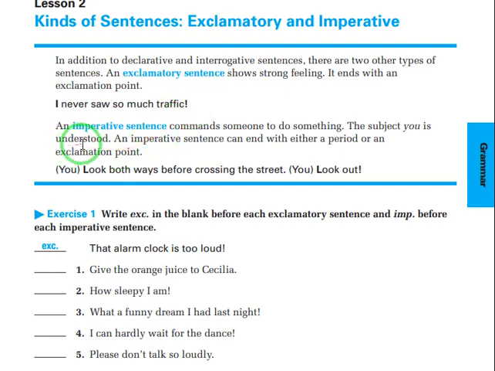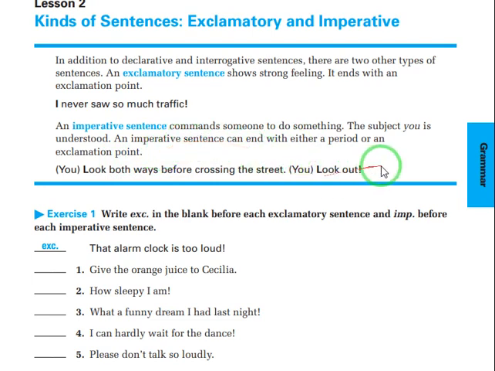The last kind of sentences is the imperative sentence. It gives commands or orders. It commands someone to do something. The subject you is understood, so there's no need to always put you. Okay, when I say look both ways before crossing the street, this means that I'm addressing someone who is in front of me. An imperative sentence can end with either a period or an exclamation point. However, most of the time it ends with a period.